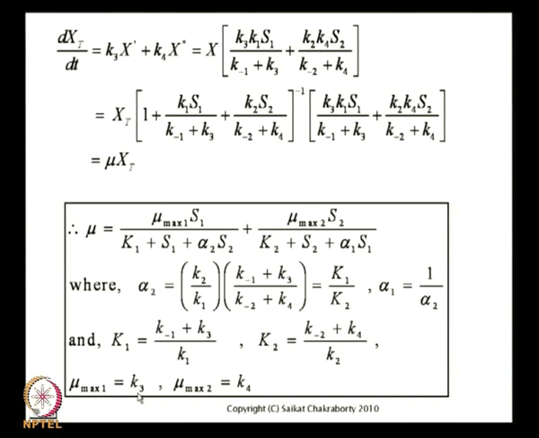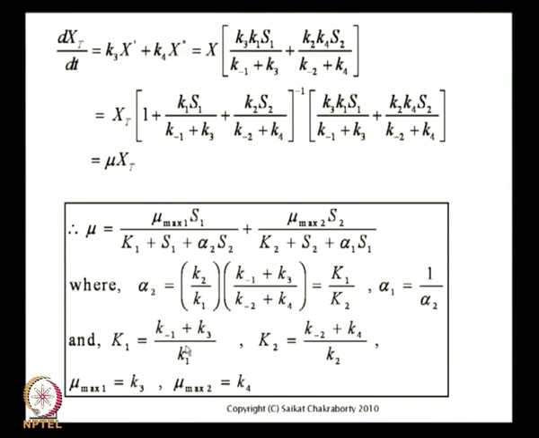And not surprisingly, what you find is that mu max 1 equals K3 and mu max 2 equals K4. Why is that not surprising? Because the maximum rate possible is the one in the absence of everything, just the straightforward production rate. And why I am saying that's interesting is because we didn't presume anything, we just went ahead and did the calculations, and when you got the final results, you can make some physical sense out of those results.